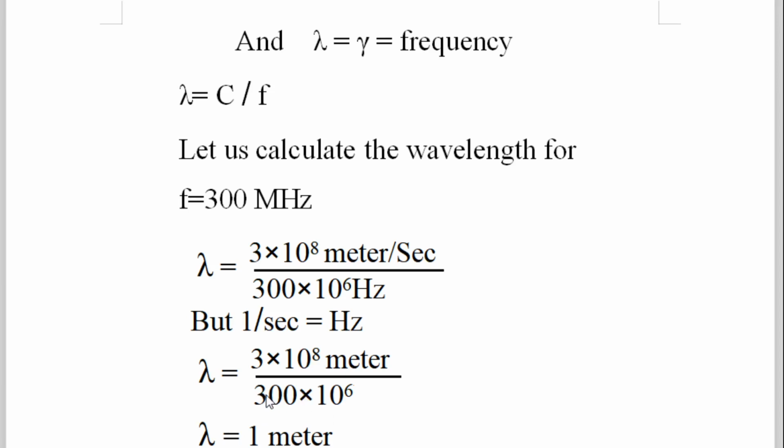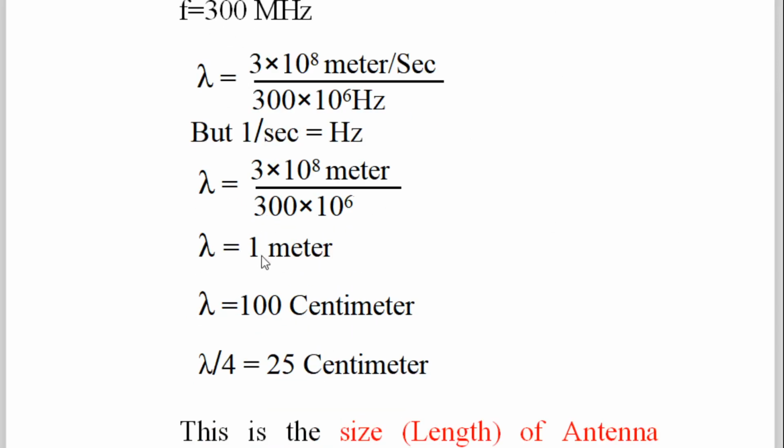Now 300 into 10 raised to plus 6: 300 is 3 into 10 raised to plus 2, and this will be 6, so 10 raised to 8 in the denominator, which cancels the 10 raised to 8 in the numerator. What will remain is 3 divided by 3, and therefore lambda will be 1 meter. 1 meter means how much? 100 centimeters is equal to 1 meter, and the size of antenna is not only lambda.